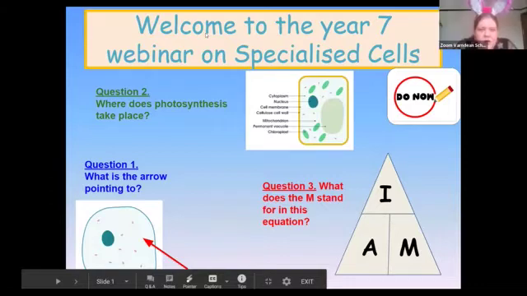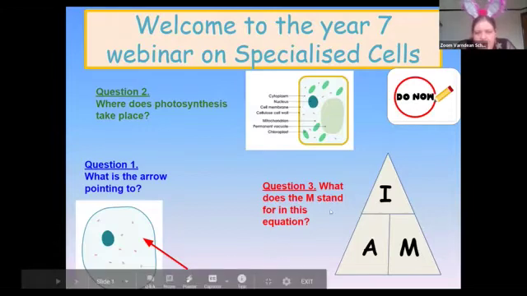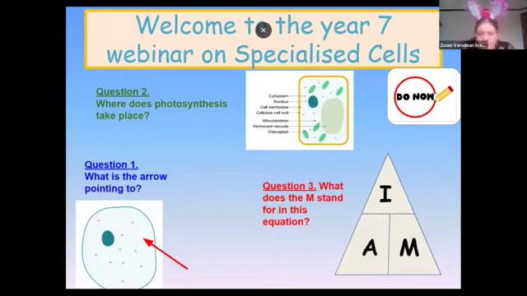Year 7, just trying to see who we've got coming in. I'm going to keep an eye on the numbers. This week we are looking at specialised cells, and on the screen you should see 3 questions. Question 1 down in the bottom left, question 2 at the top, and then question 3 over here. And I will be doing those as polls once I can see we've got everyone in. I hope you're all well.